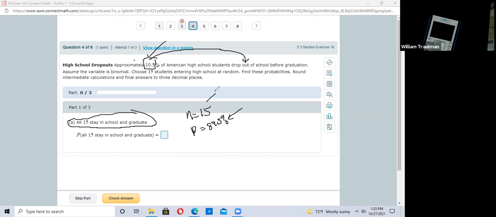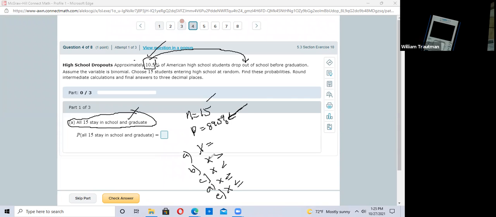So 15 students, that's the number of trials, 10.5 drop out, but we want to know all 15 graduate. This is the probability for a success, graduating. And then we need to do X. Is it X equals, X is greater than, X is less than, X is greater than or equal, which one of these is it? A, B, C, D, E.